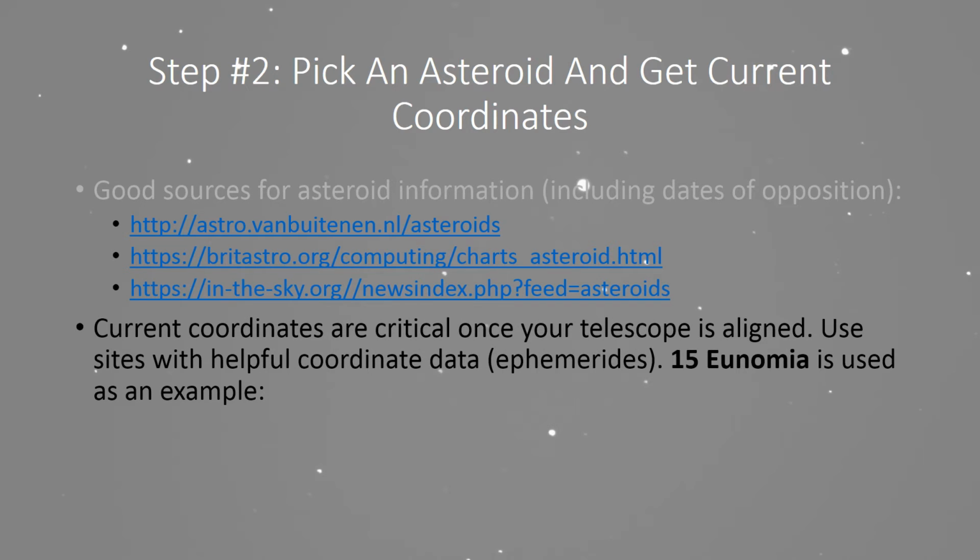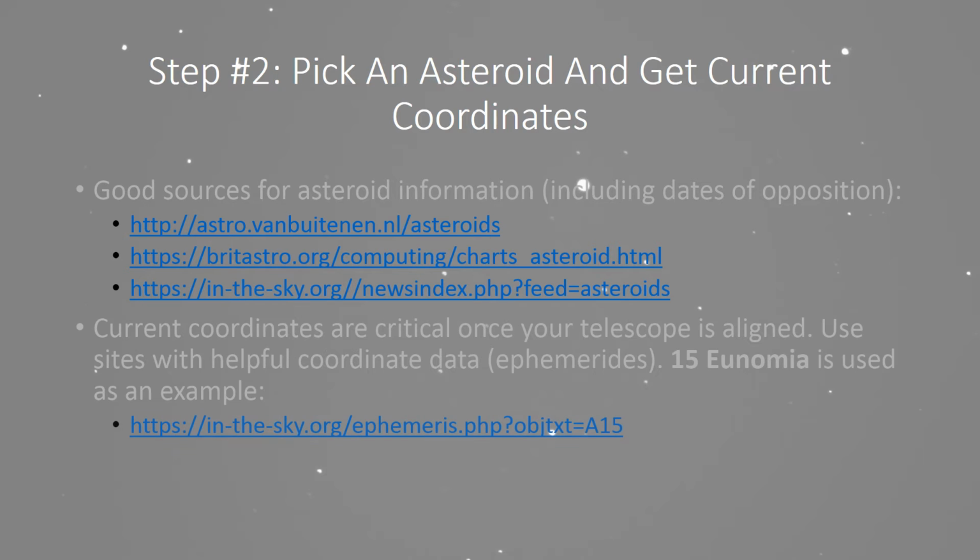Current coordinates are critical once your telescope is aligned. Use sites with helpful coordinate data, ephemerides. 15 Eunomia is used as an example for the following websites: In the Sky or The Sky Live.